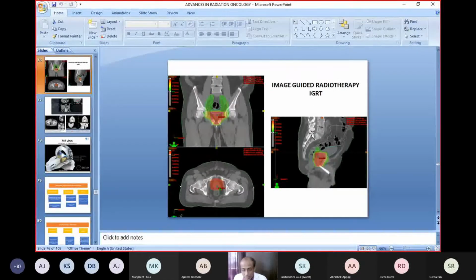So this is called image guided radiation therapy, where you can see we are focusing our radiation only on the target organ, which is in the center, and this is the rectum through which our stool passes, and this is the urinary bladder through which the urine passes.